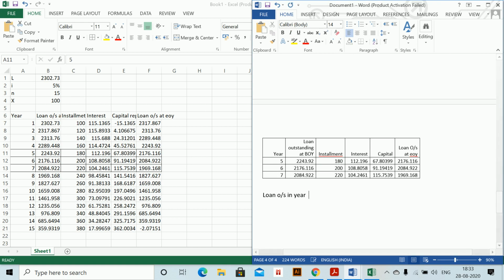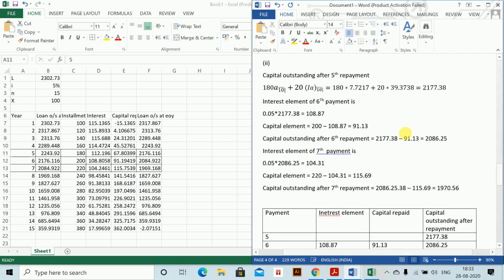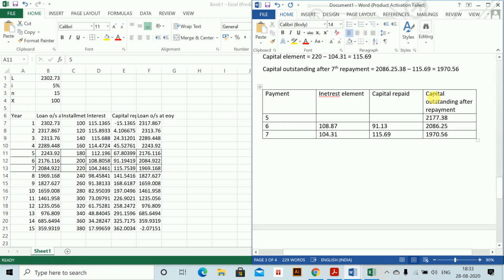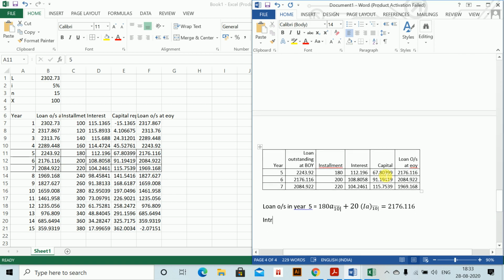Loan outstanding in year 5, or capital outstanding, is equal to this, which is equal to 2176.116. Okay, and then you can show it the same way we have written these values, and instead of calculating we can just do the calculations in Excel. So whatever suits you. If you think this is okay, you can use this. If you want to solve in Excel and paste the table here, this is also okay. Anything which you feel comfortable with is okay. I've shown you both the methods.